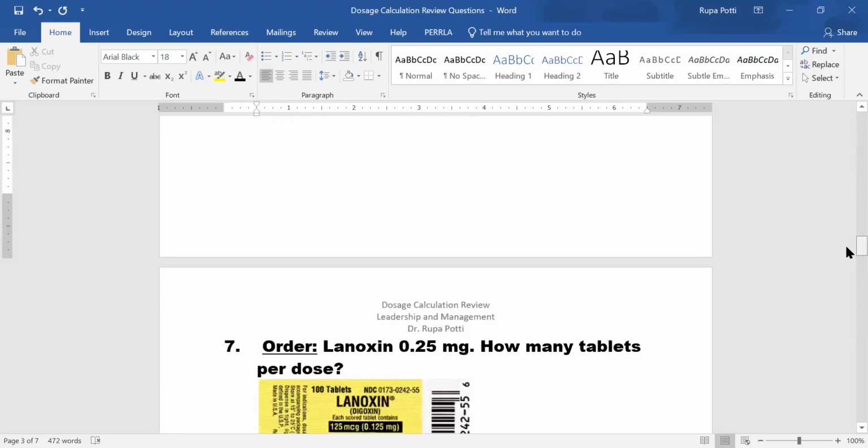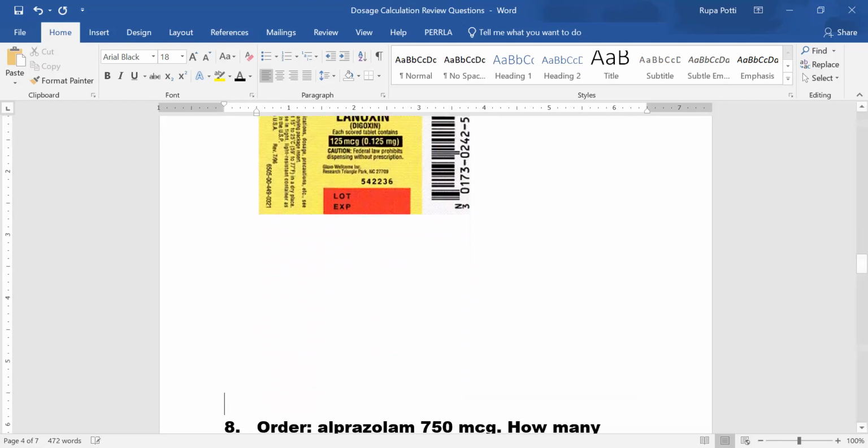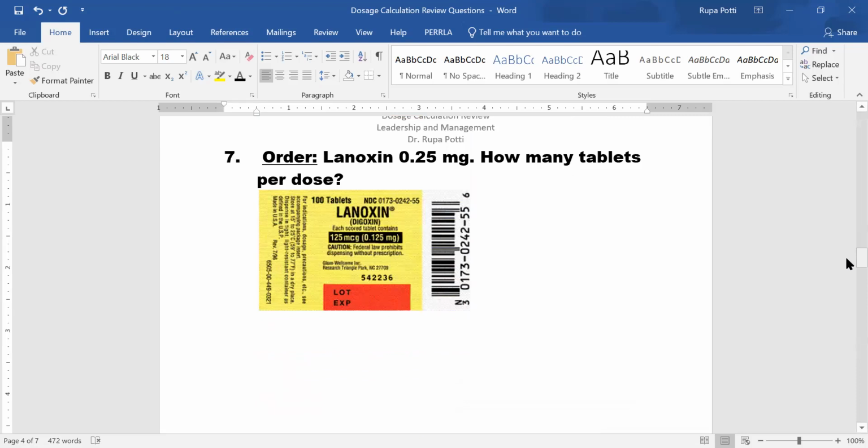So hopefully this is helping you a little bit. We will look at other types of problems that you can get in your exams. When you're looking at PO medications or IV medications, you may be given medications in a picture or image format like this, or you may just be given a statement. When you are given an image format, you'll be seeing numbers like 100 tablets, and you'll be seeing the dose here. You have to be careful, because this is the number of tablets present in that container.